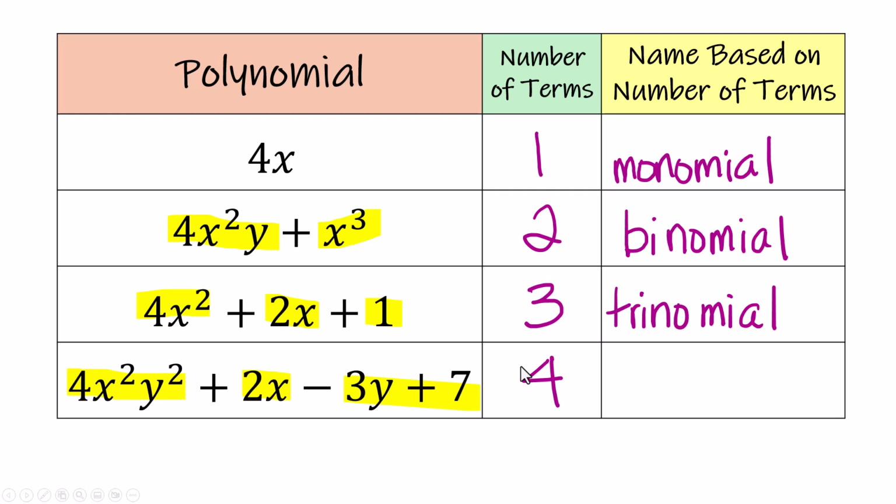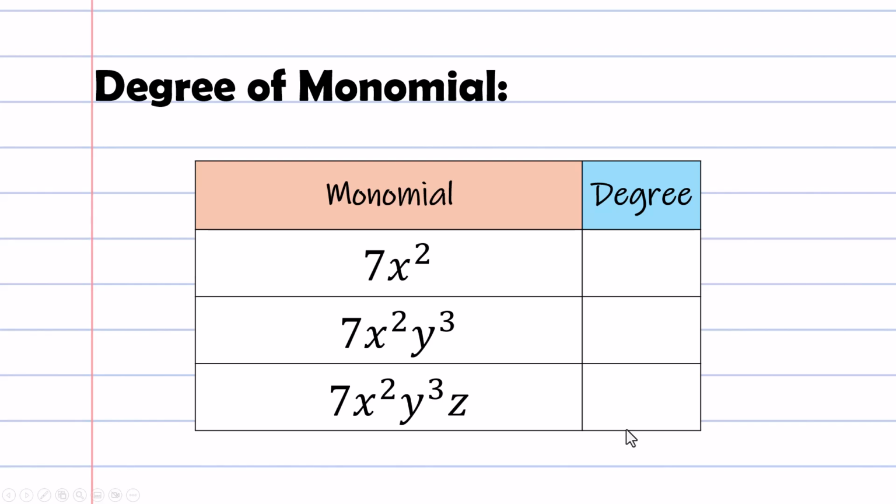There are some books that are going to name that, but usually once you get past trinomial, we're just going to call that a polynomial. The polynomial is the general name, and you can obviously write these as long as you want them to be. All right, let's talk about the degree of a monomial. Now, all of these are one term. These are all monomials.